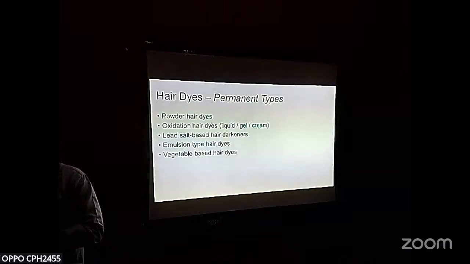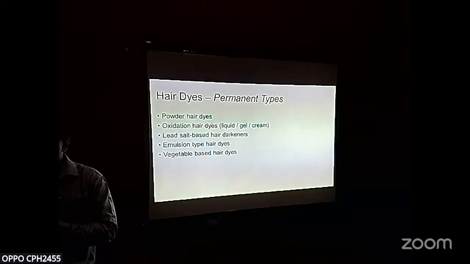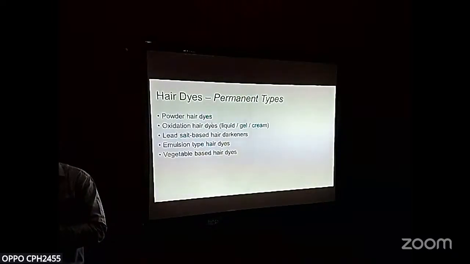Lead salt based dyes have been phased out by many and are no more existing in the market. Emulsion type has also been phased out by many and does not much exist in the market. Vegetable dye is nothing but your henna, the mehendi you apply, but even then you will have to add some couplers so that it gives you the desired shade and color.